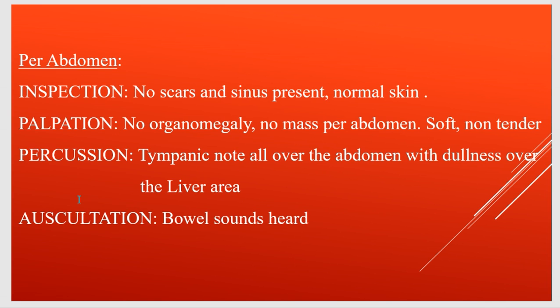The per abdomen findings: on inspection, no scars and sinus present. Normal skin. Palpation: no organomegaly, no mass per abdomen, soft and non-tender abdomen is there. On percussion, tympanic note all over the abdomen with normal dullness area over the liver. On auscultation, the bowel sounds are present.